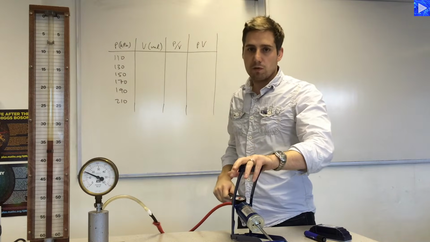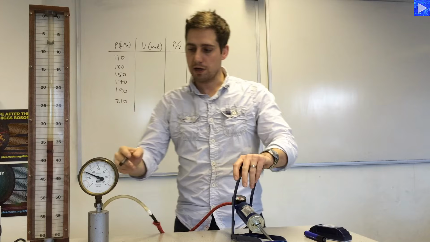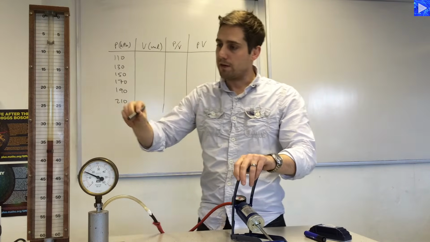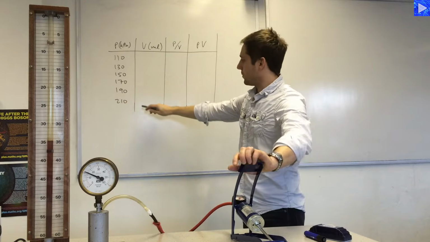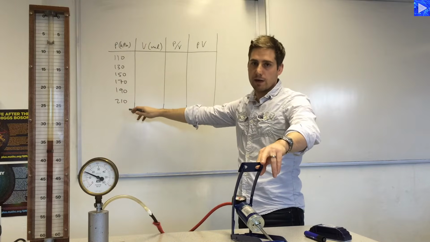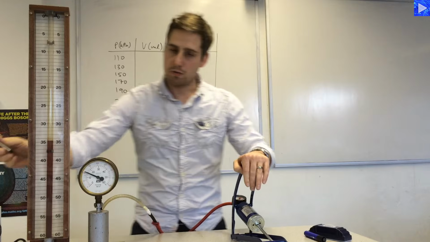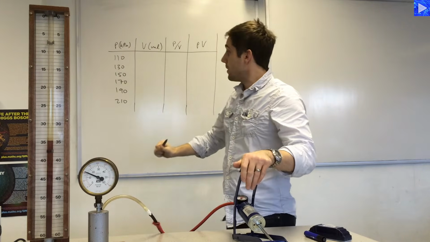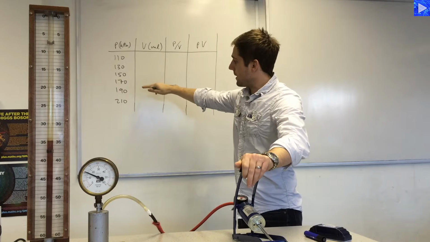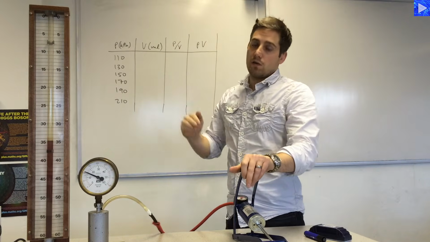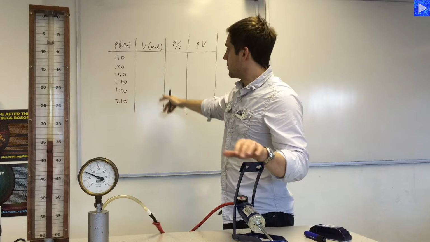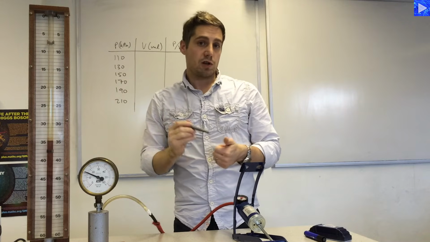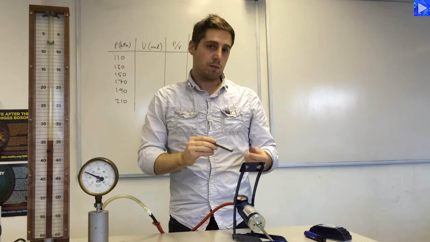I'll use this pump to increase the pressure in this apparatus here, and I'll pump it up to 210 kilopascals. We'll note down what the volume is, and then I'll gradually release the pressure and stop at each of these intervals so that we can then record the volume for each of those. We'll be trying to find out whether pressure and volume are directly or inversely proportional.